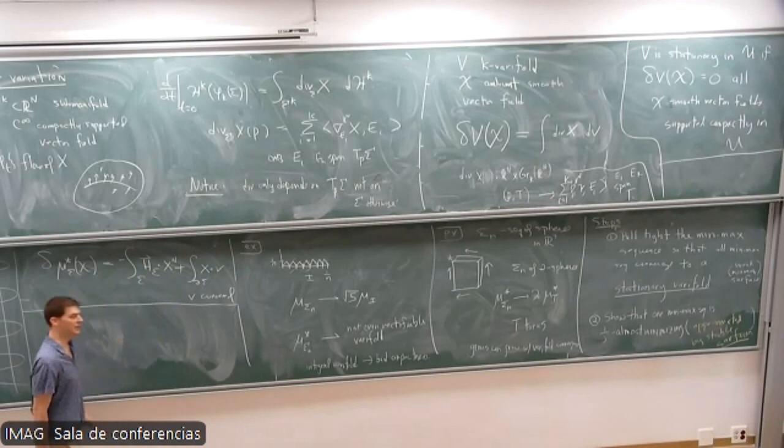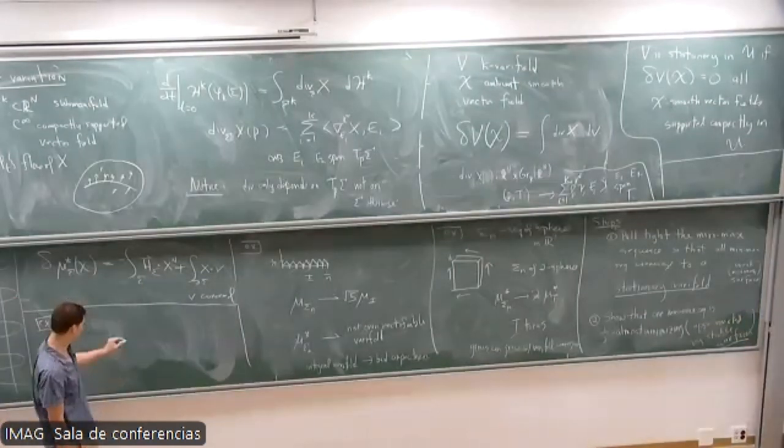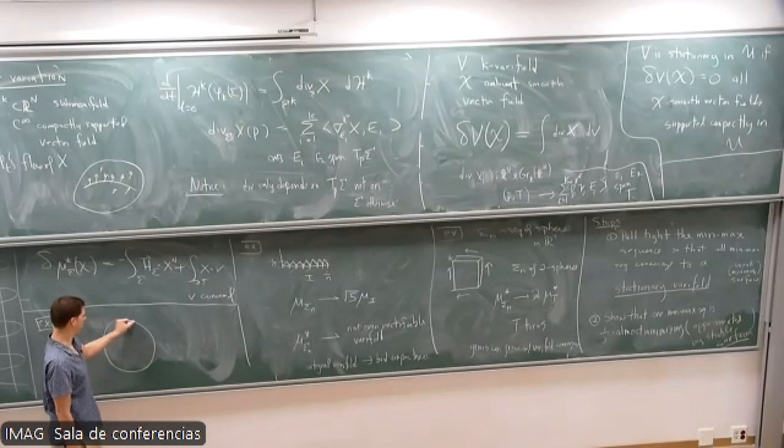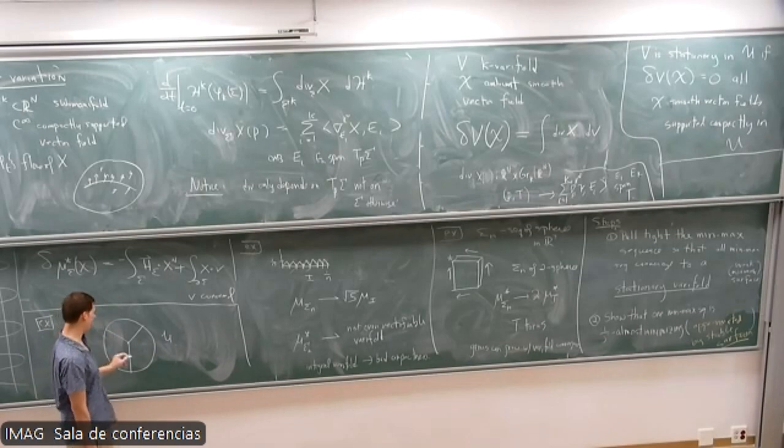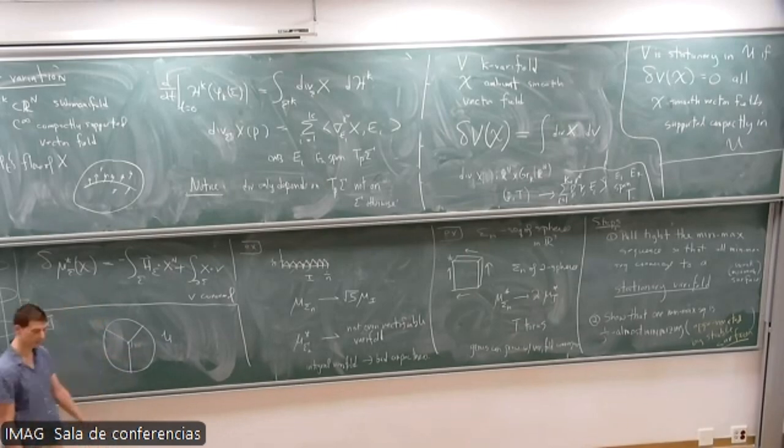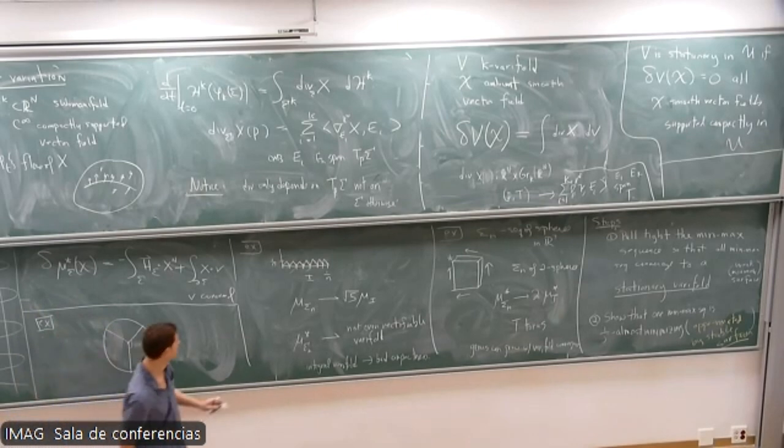Let's just give one example of something which is stationary and not smooth. Let's take an open set to be a nice ball. And let's take three segments that meet exactly at one point in the center, where the angle between all of these is 120. So the claim is that this is a stationary varifold.